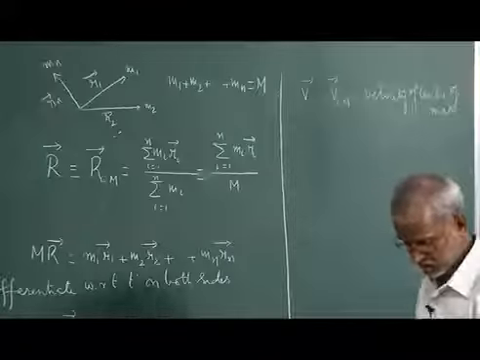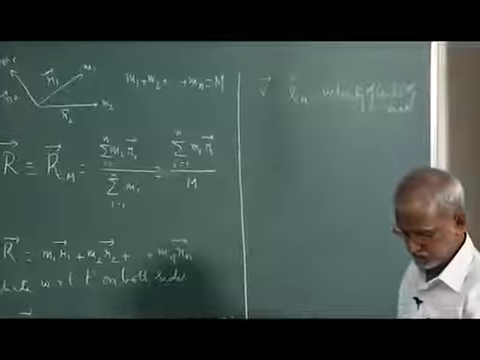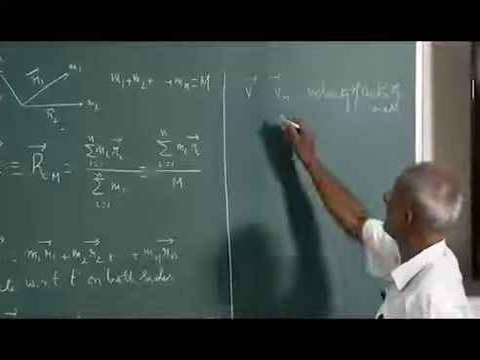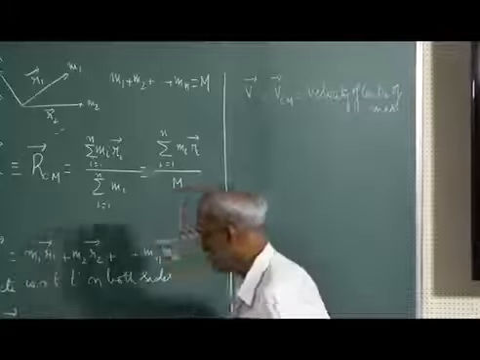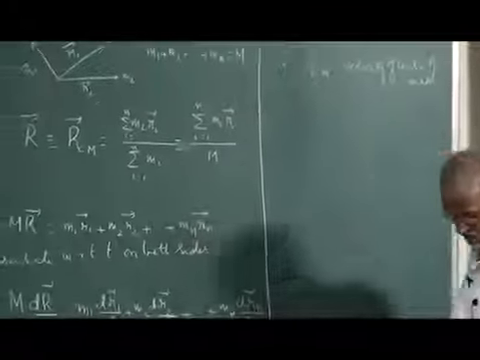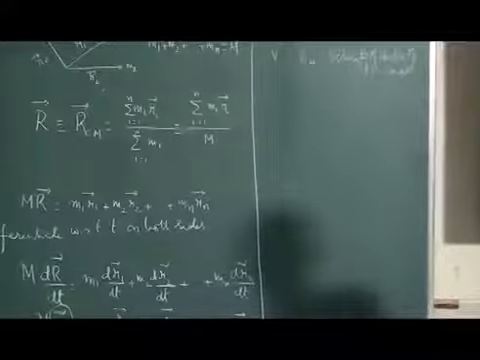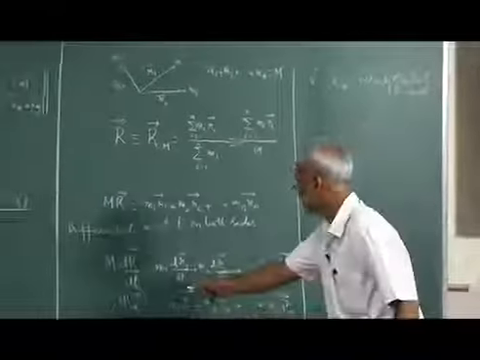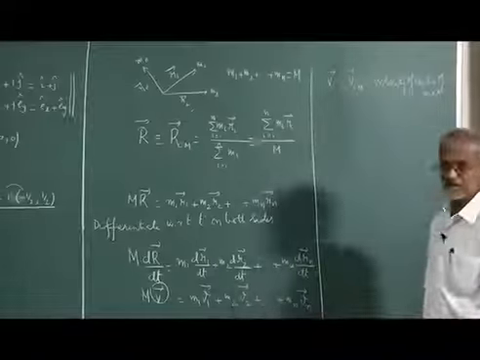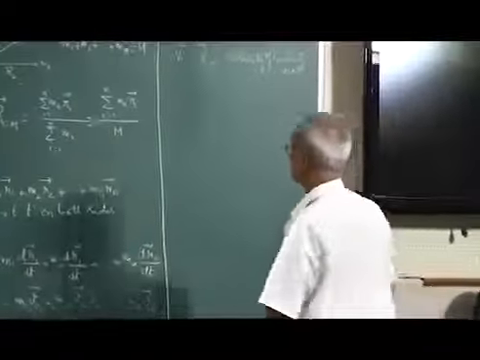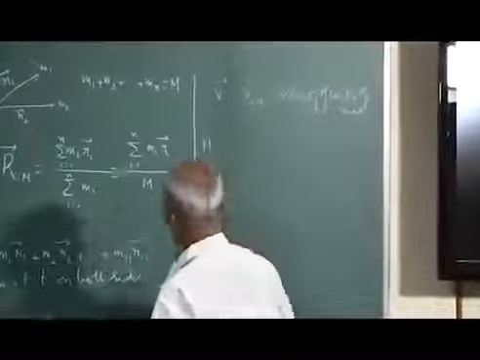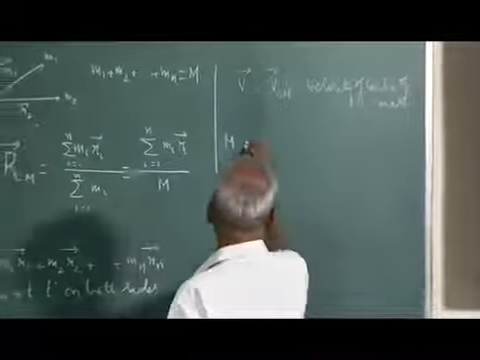So this is the expression for the velocity of the center of mass. If you want, we can bring this M here and have a nice expression. This is good enough. Now we will again differentiate this with respect to time, because velocities also keep changing.